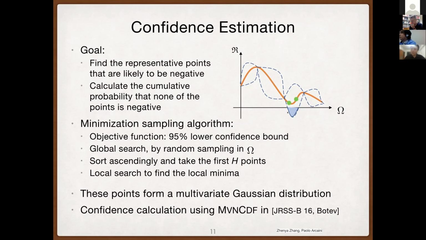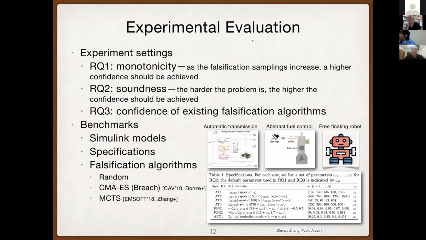These points, by definition of Gaussian process, form a multivariate Gaussian distribution. And then we want to calculate the probability that none of these points are negative. That can be done by using the MVNCDF, that is a multivariate normal cumulative density function. And a state-of-the-art method is given in this paper. We use that. And let me go to the experimental evaluation.